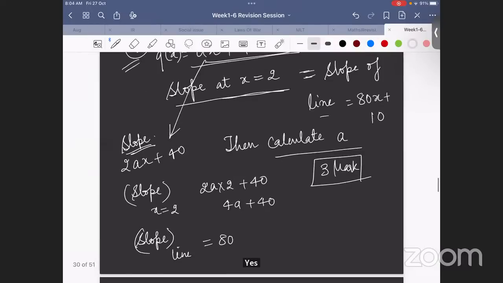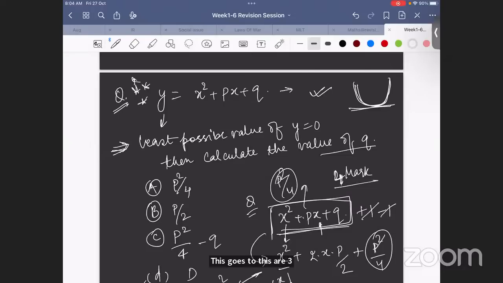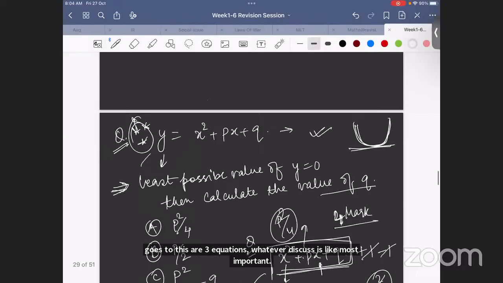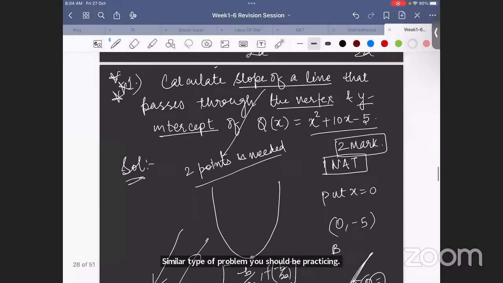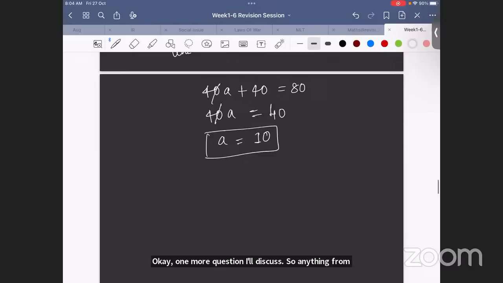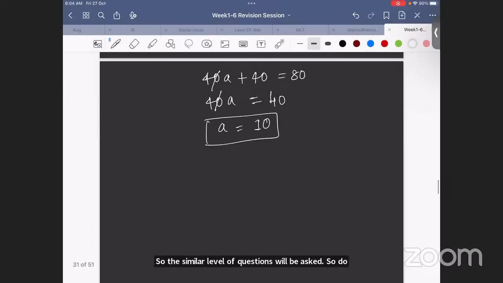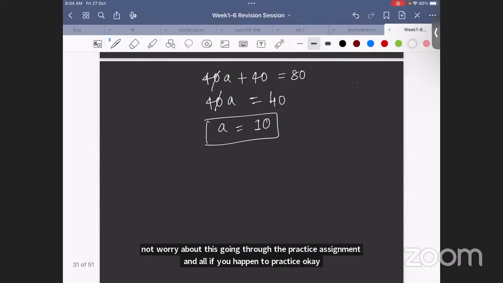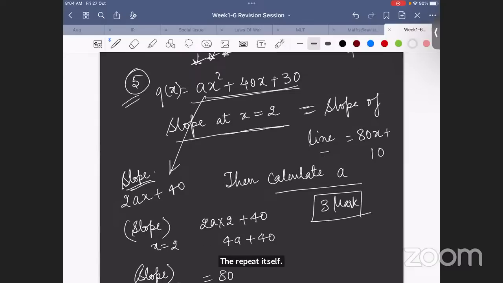So these three questions whatever discussed are most important. Similar type of problems you should be practicing. Okay, one more question I will discuss. Any problem in these three questions you faced? The similar level of questions will be asked in the exam also. So do not worry about just going through the practice assignment and all. If you haven't practiced, okay. Sir, repeat this solution. Yes, sir.